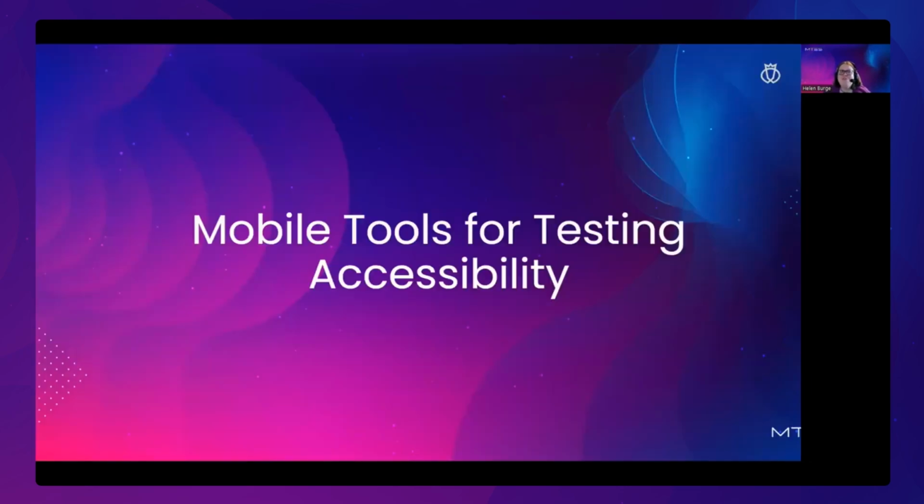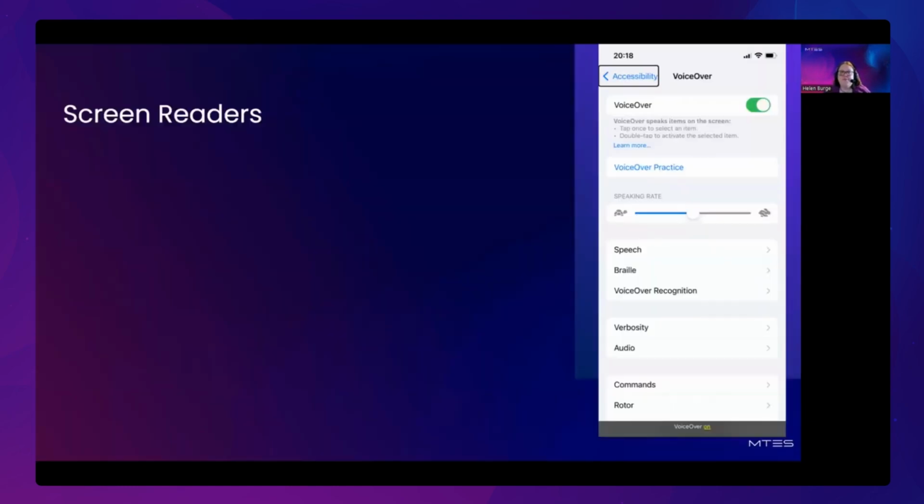So onto mobile tools for testing accessibility. So now you know a bit of the surface of what accessibility is and what WCAG means. Now it comes to testing. Like I say, although they're written with desktop in mind, you can apply it to native applications and to web apps on the mobile because they are interchangeable. So we have the first thing, screen readers.